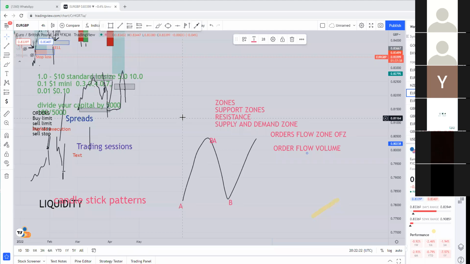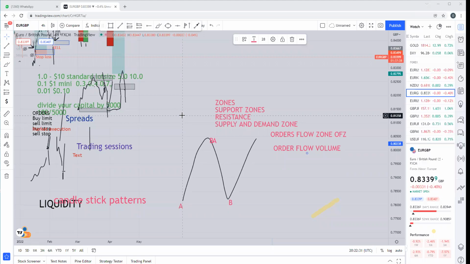There is an indicator we use, but my TradingView is not a paid one. So I would have loved to show you, but I don't use it actually.